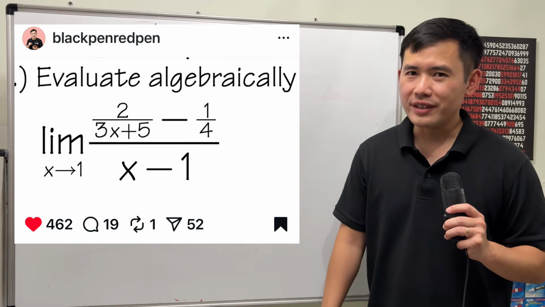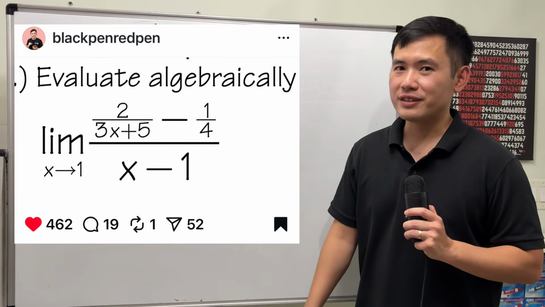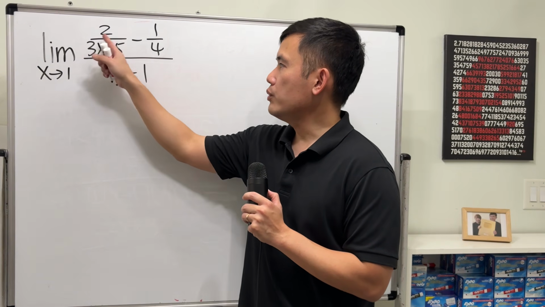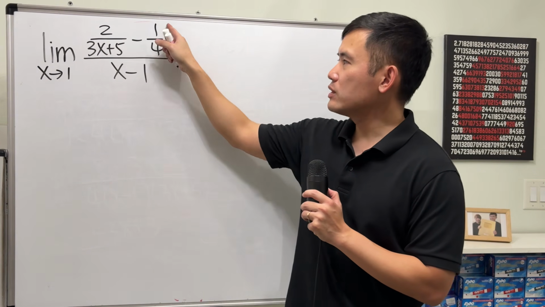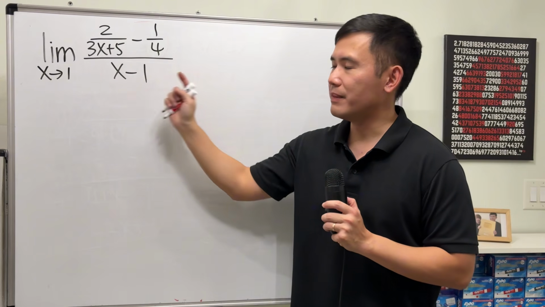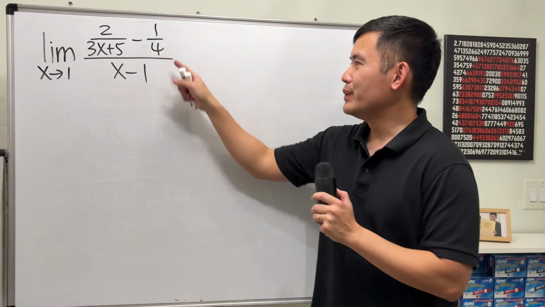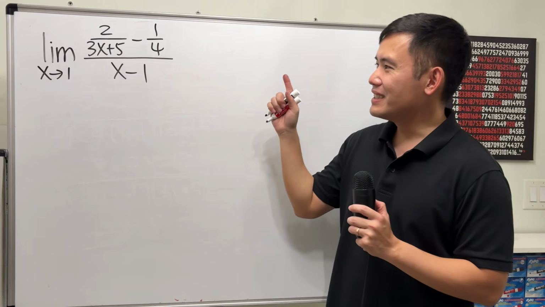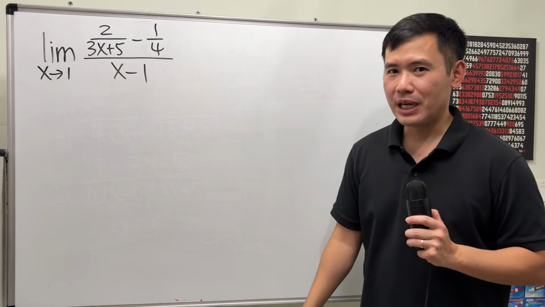If you are taking Calculus 1 right now, then you need to know how to do this kind of question. We are going to evaluate the limit as x approaches 1 of (2 over 3x plus 5 minus 1 over 4) over (x minus 1). Have a look. We have 1, 2, 3, 4, 5. Very nice, huh? In fact, this is one of my old exam questions for my calculus class.